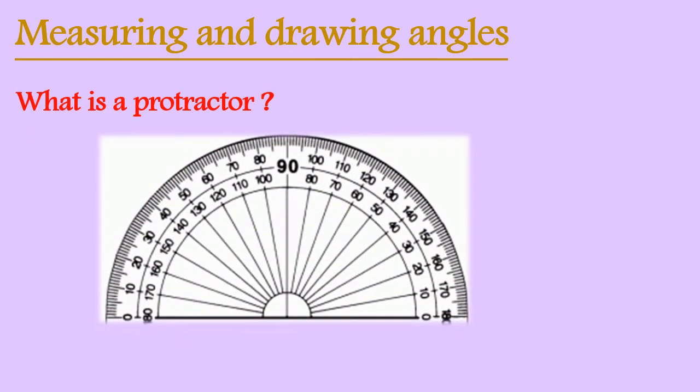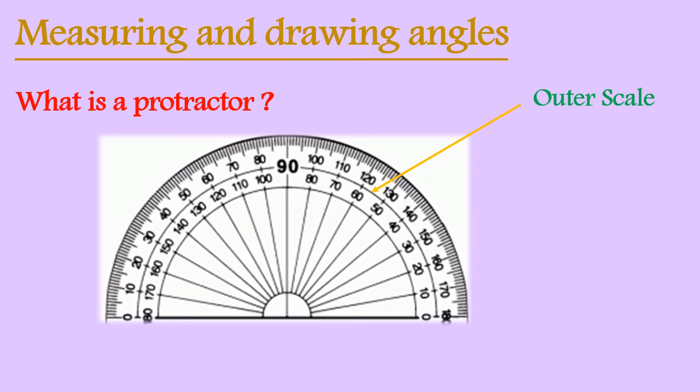Measuring and drawing angles. This is the first subtopic. What is a protractor? Children, can you remember this protractor? In primary 4 also we have learned this protractor. In a protractor we can see two types of scales. What are those? First one is the outer scale. This outer one shows the outer scale.